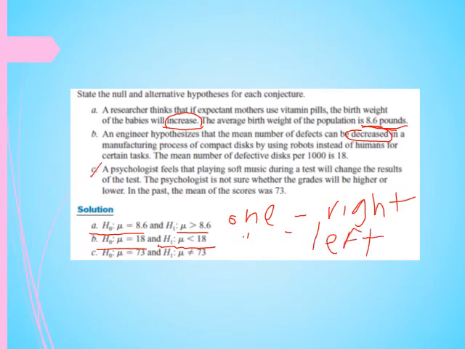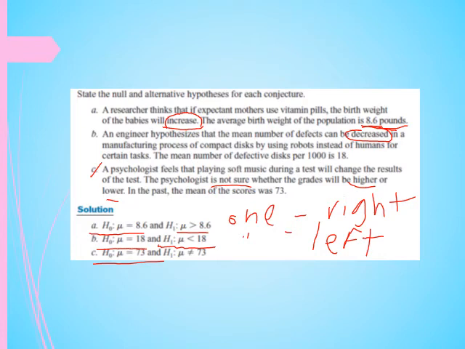Another example, number C: a pathologist feels that playing soft music during the test will change the results of the test. They're not sure whether the grades will be higher or lower. In the past, the mean score was 73. So the mean, as usual, was 73, which is H0, and H1 in this case will be mu not equal to 73. This is because we aren't sure if it's higher or lower than 73.